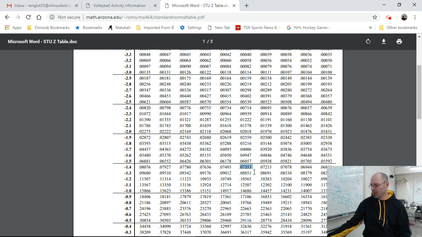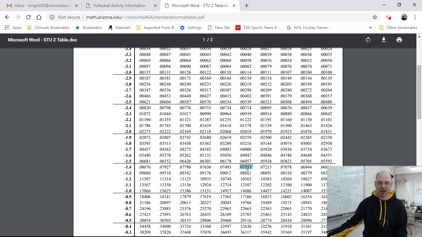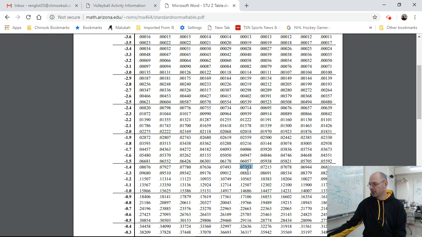And what this number represents is the percentage of the area. So that would mean 7.353% of the data is below that Z-score. And that Z-score is basically how many standard deviations you're sitting away from the mean. If it's a negative score, it's below the mean. If it's a positive score, it's above the mean. If it's right on the mean, you have a 0 Z-score. You're right in the middle.